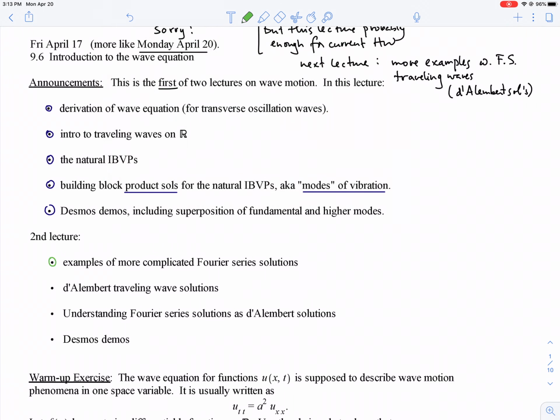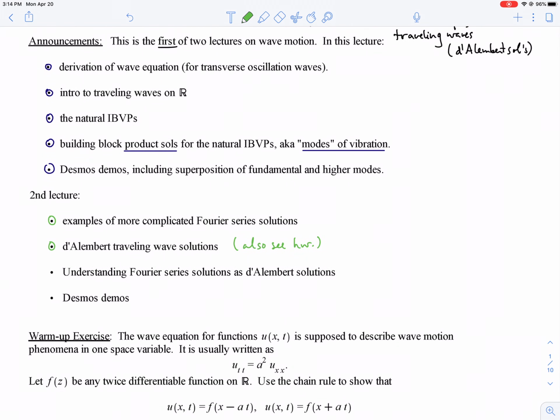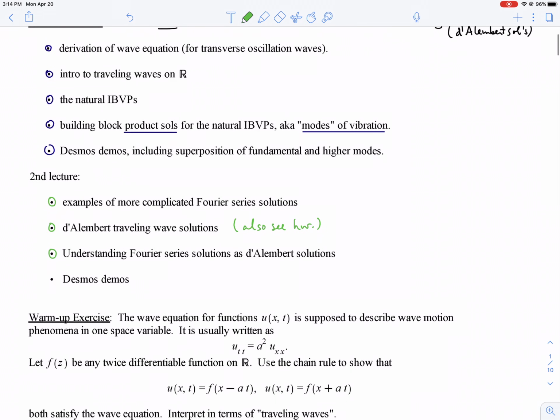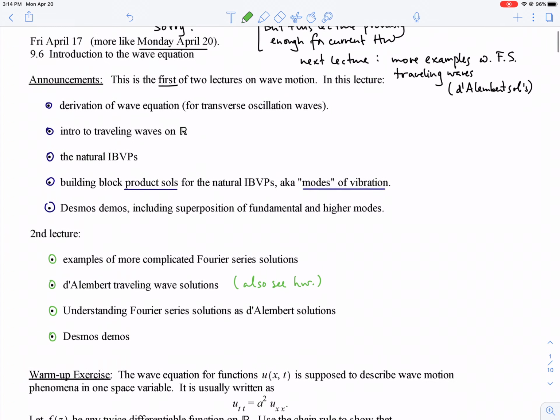Okay, and then in the second lecture, as I said, I'll talk about using infinite superposition. I will expand on the idea of traveling wave solutions. You have some homework problems where you can work out the basics of this on your own. And we'll actually accidentally do one of those first homework problems in the warm-up exercise. And then we'll connect the Fourier series solutions to traveling waves and have one or two demos as well. Okay, so that's the plan.